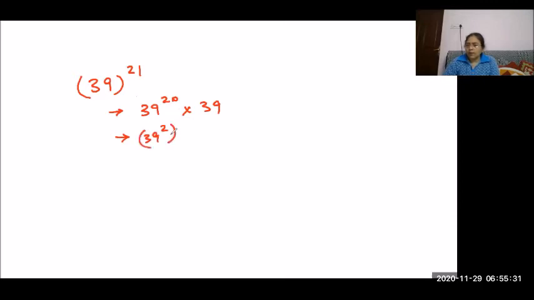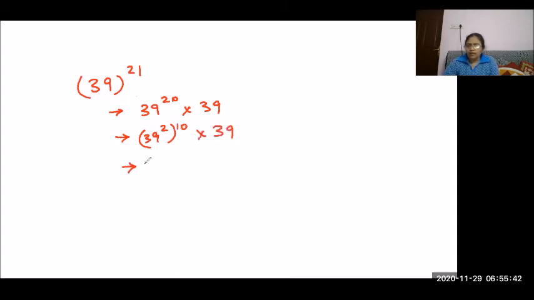One more question: 39 to the power 21. See, what will happen if the power is not a multiple of 4? What will you do? Split it in this manner: 39 to the power 20 into 39. This can be written as 39 square. Remember the pattern: 3 to the power 4, 7 to the power 4, and 9 to the power 2 will give you 1 as the last digit. So 9 to the power 2 to the power 10 into 39.